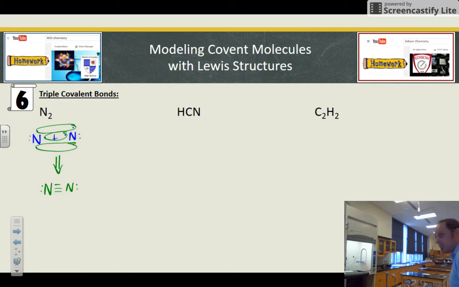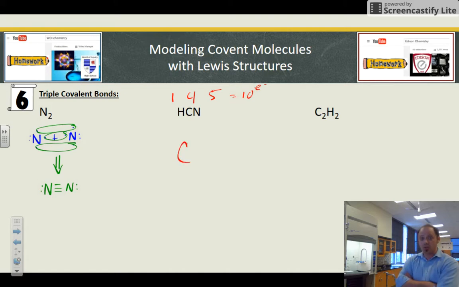I'm going to count these ones up. I got 1, 4, and 5, which is 10 electrons. 10 electrons to play with. He's going to put carbon in the center because that's what you do. Nitrogen on one side, hydrogen on the other. 1, 2, 3, 4, 5, 6, 7, 8, 9, 10.